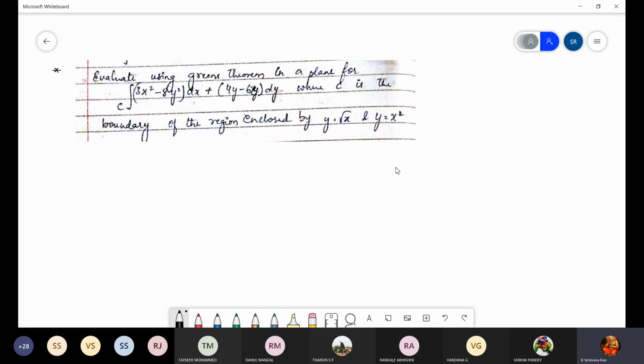Read on the problem. Evaluate using Green's theorem. Evaluate using Green's theorem in a plane.